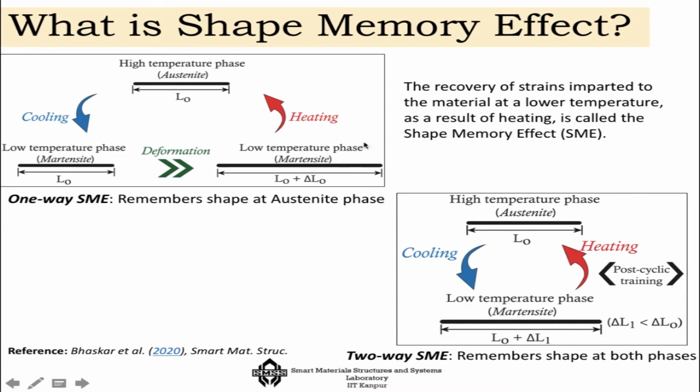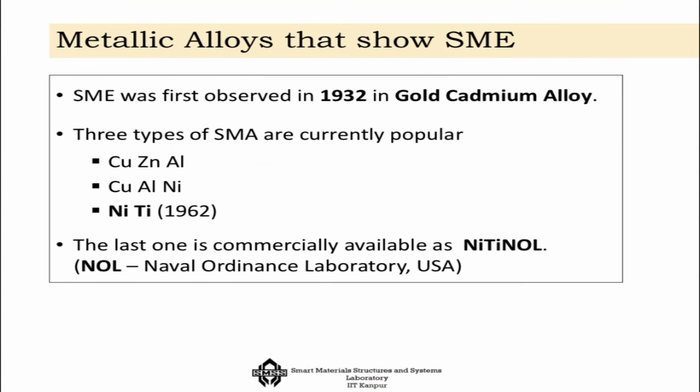Now in some cases it can memorize both the austenite and martensite phases if you properly train it. In this case it is called the one-way shape memory effect, whereas if you can properly train it so that in both the phases it can memorize its shape, it is called the two-way shape memory effect. So you can develop both types of shape memory effects.